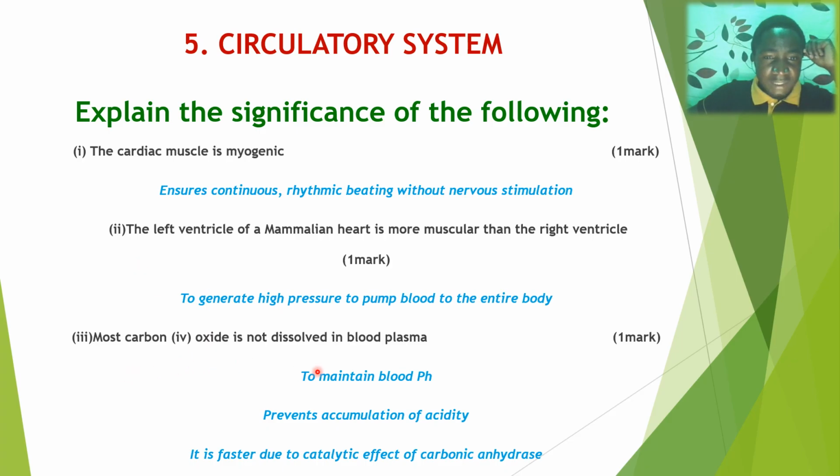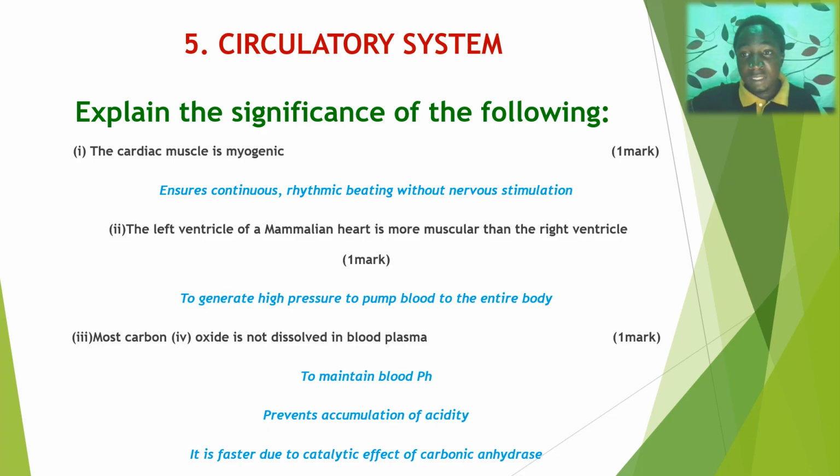Most carbon dioxide is not dissolved in blood plasma. Why? So as to maintain what? The blood pH. It also prevents accumulation of acidity, and it is faster due to the catalytic effect of carbonic anhydrase. You see, most carbon dioxide is not dissolved in plasma. It is carried as bicarbonate, which helps keep the blood's pH steady. Therefore, the system shows just how perfectly the body is designed to maintain life.